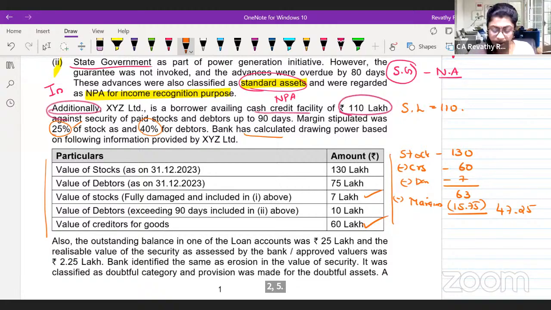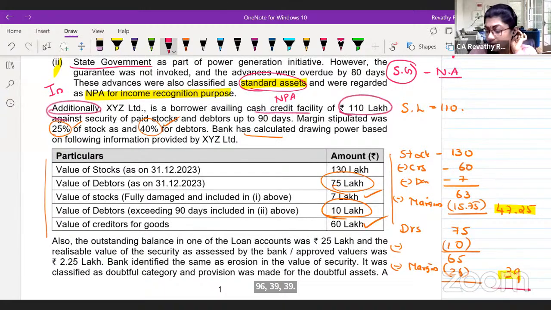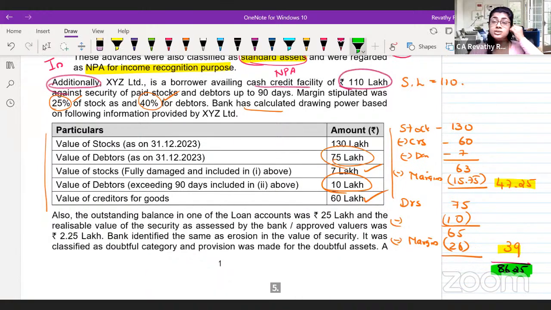Now take the debtors. Debtors is 75. Reduce old debtors, 10. 65, no? Margin is 40%. Can someone calculate 65, 40%? 26. So balance is 39. Now can you add these two? So it comes to 86.25. So this is what, story is over. This is the drawing power.